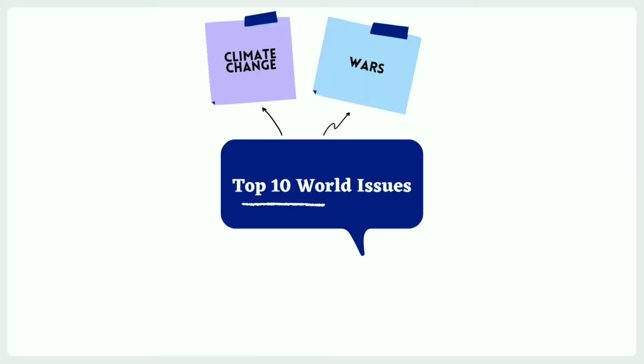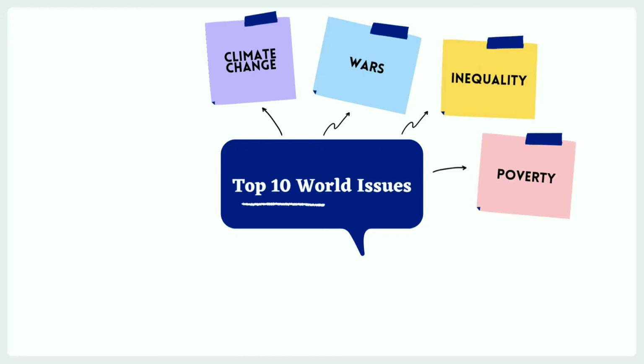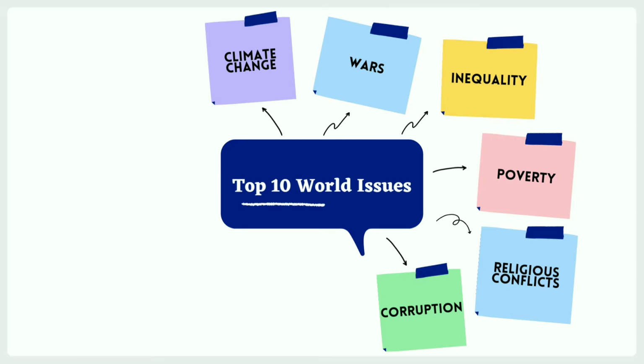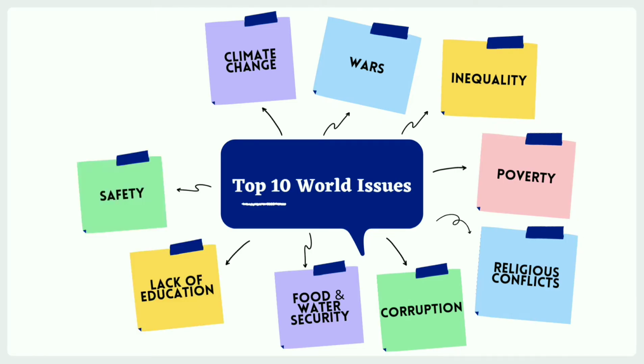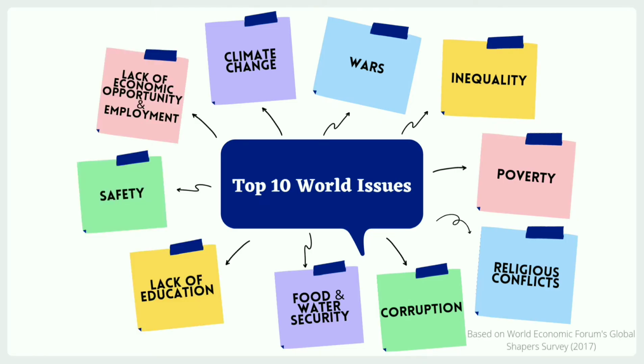Number 2, large-scale conflict, wars. Number 3, inequality. 4, poverty. 5, religious conflicts. 6, government accountability and transparency, corruption. 7, food and water security. 8, lack of education. 9, safety, security, well-being. 10, lack of economic opportunity and employment.